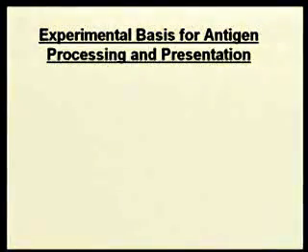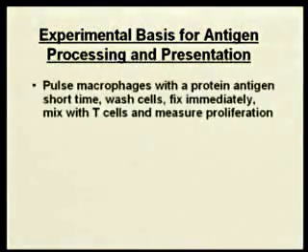Now, it turns out that this association between the MHC molecule and the peptide is not a random event. It's a highly ordered process that actually takes some time. This was determined experimentally, so we'll have two sets of experiments here. In the first set, you pulse a macrophage with a protein antigen. You wait a very short time. You wash the cells, so you get rid of all the external antigen, and you fix the cell. Once you fix the cell, it's no longer able to do anything.